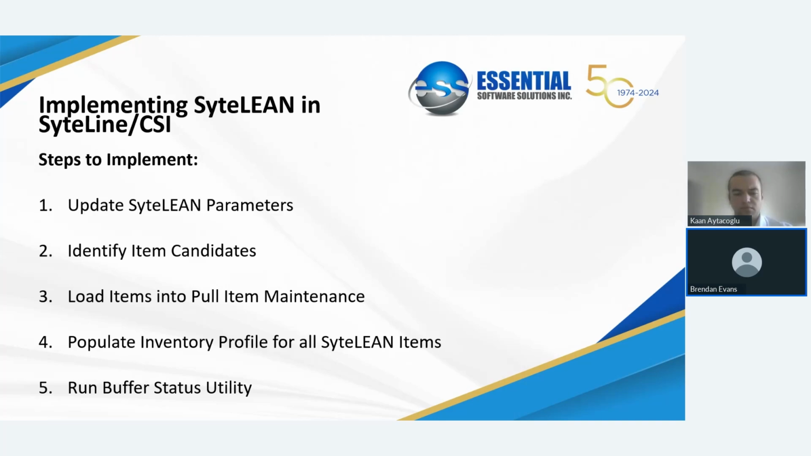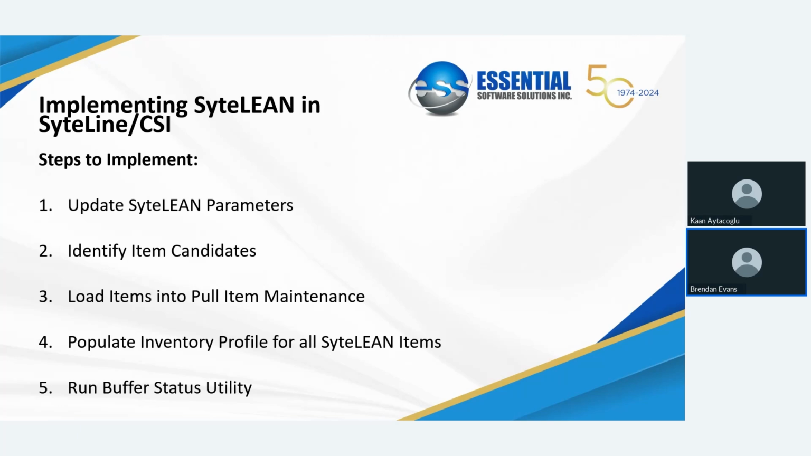There is analysis that you can do using tools in SyteLean to identify which of your items would benefit from a lean manufacturing principle implementation. Selection of items to be included in the automated pull system depends on many factors, including the frequency of usage, the amount of variability and demand for the item, and the cost of the item.